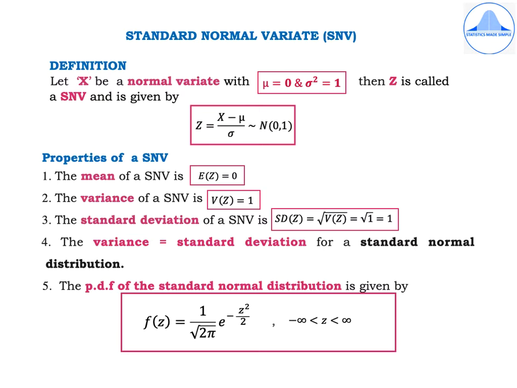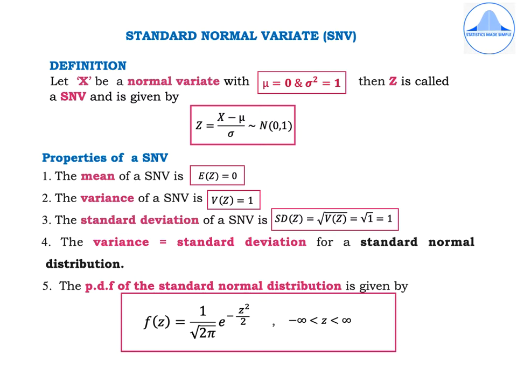Then similarly, the fourth property is an important one again. They can ask you for which distribution is the variance and the standard deviation equal. So your answer will be the standard normal distribution. It is not the normal distribution. The variance is equal to the standard deviation only for a standard normal distribution. The fifth property can come as a 2 marker.